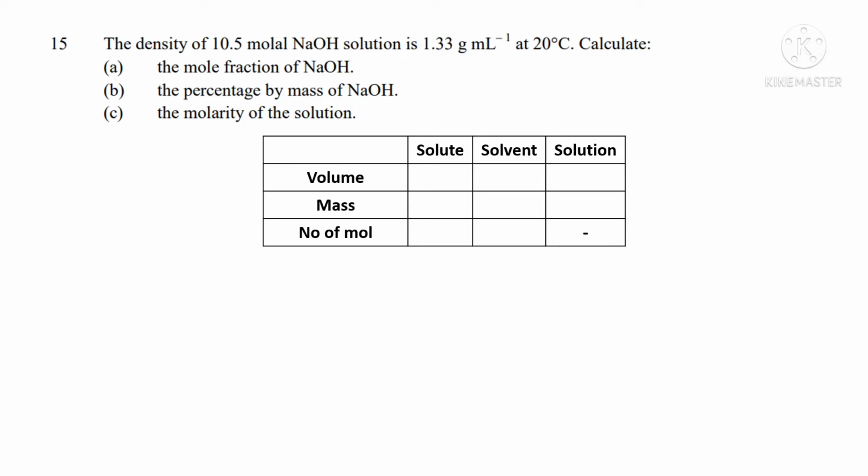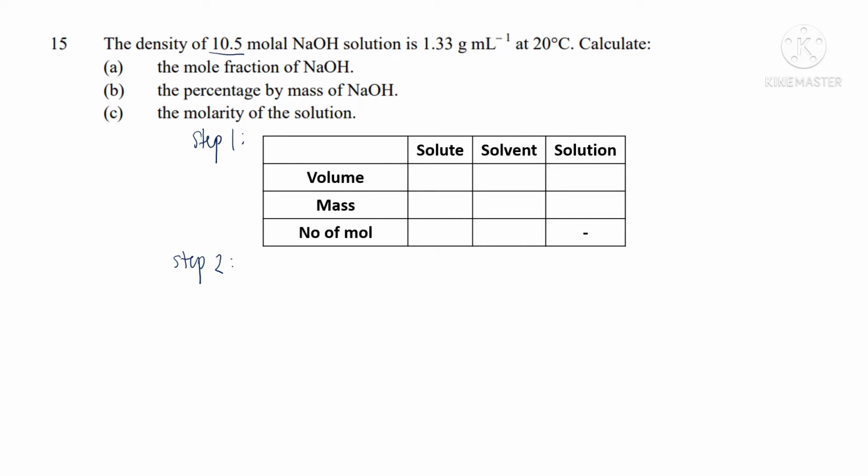Question number 15b also requires 6 steps to solve. So step number 1, we construct the table with solute, solvent, solution, volume, mass, and number of moles. And we can see that we can't fill anything into the table since we are not being given specific information. So in step number 2, we can do assumption.